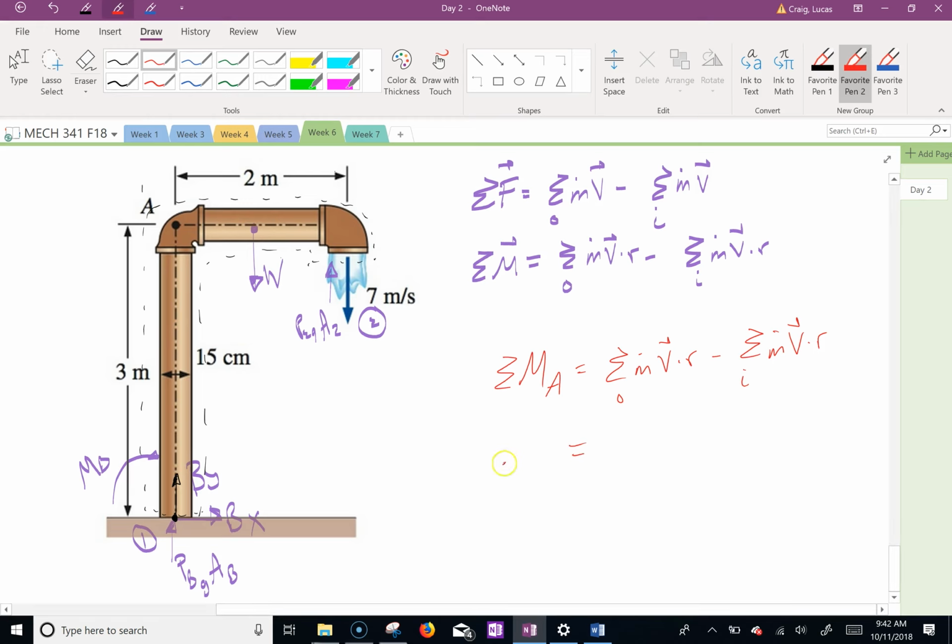So on the left, that's what we're looking for. We're just looking for m dot A. So what happens to all this stuff in the bottom left? And don't worry about this moment. But what happens to all these forces here?